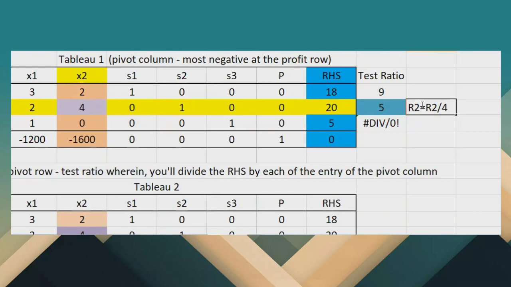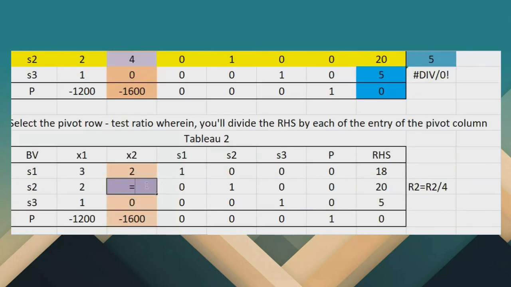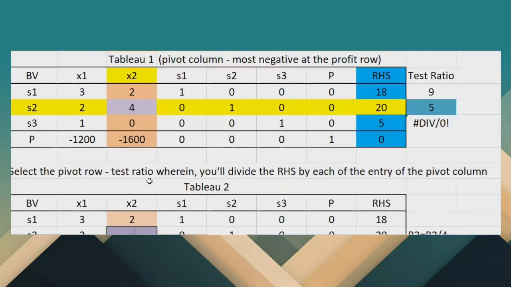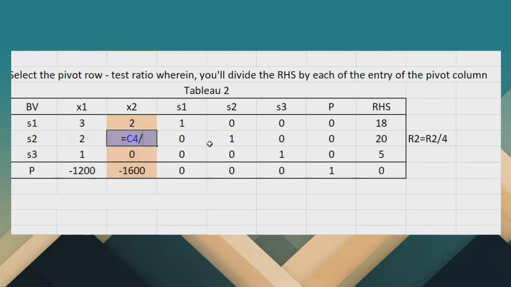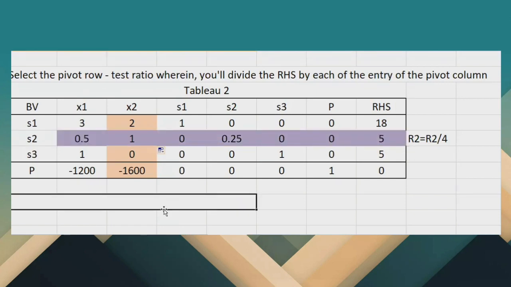Kung ano yung kino-compute nyo na row, yun, dun kayo lagi mag-start. Tapos, pag gagawin mo siyang 1, divide mo lang kung ano yung entry dun sa purple. Equal sign, row 2, nung previous table. I-click ko. So, that is C4 divided by 4. So, equals. Tapos, i-drag ko siya, going to the right, going to the left. Yan. Nagawa na natin siyang 1. So, lahat ng kahilera niya ng orange, gagawin nating 0.